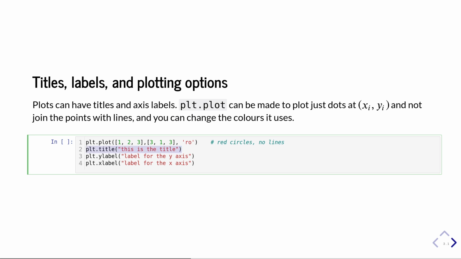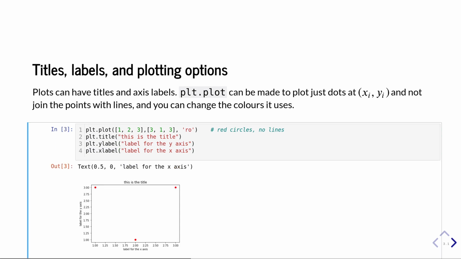Okay, on line 2, we're setting a title for the plot. So we do that with plt.title, and we just say what the title should be. Line 3, we specify a label for the y-axis, and we do this with plt.ylabel, and then finally, on line 4, we give a label for the x-axis by doing plt.xlabel.